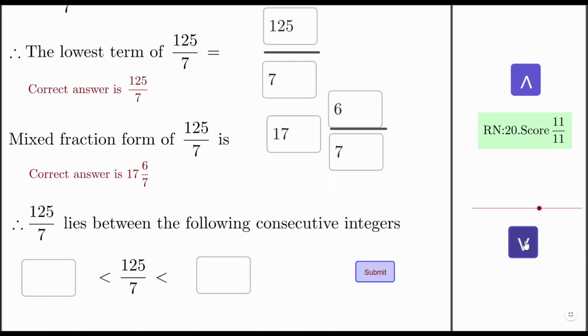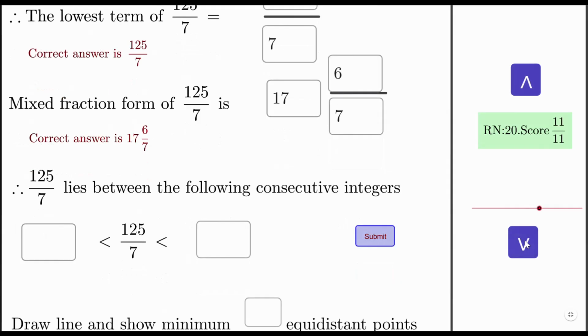Now you can use this down button. You will not be able to scroll by using the mouse because it is locked. The next question is, we are going to show only 4 integers. We are not going to show the entire line.